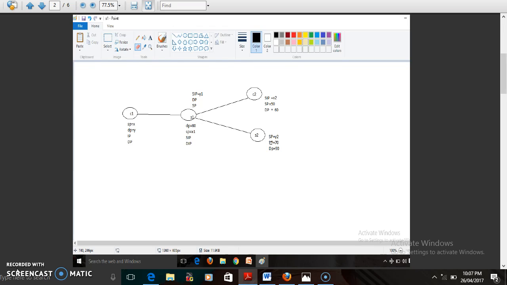To resolve this problem, there is a need for an IP address. For solving this problem, we use the TCP/IP protocol. So TCP/IP is Transmission Control Protocol and Internet Protocol. It is a combination of TCP and IP. So TCP is used for port number, and IP is used for unique identification.